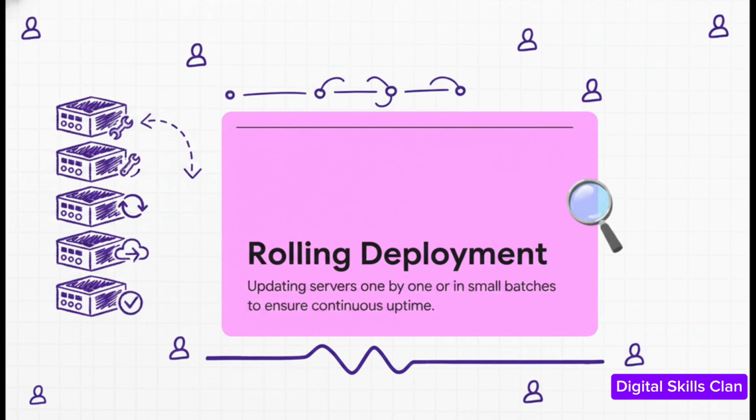Then you've got rolling deployments. This is where you replace your servers batch by batch. You take server 1 offline, update it, and put it back. Then you move to server 2. The app stays alive the entire time, continuously serving users, and nobody notices a single thing.